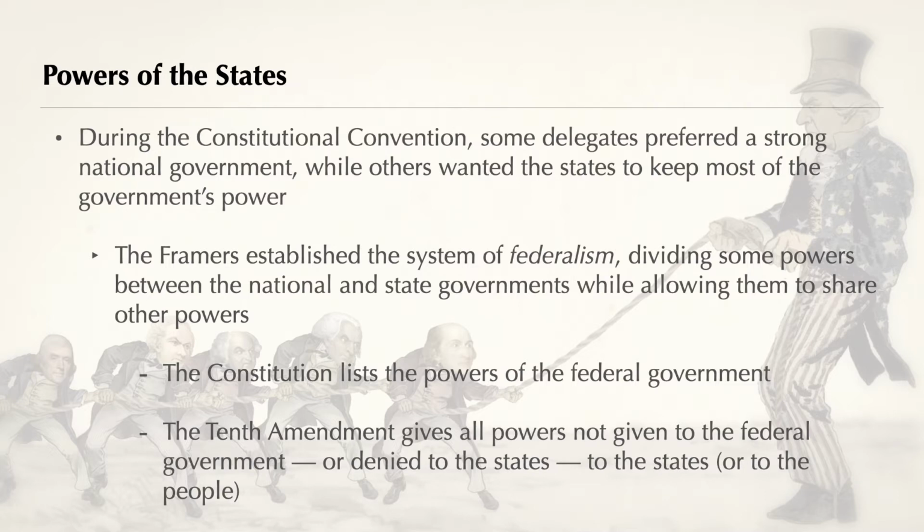The Constitution does not specifically list the powers of the states. Instead, the 10th Amendment gives to the states or to the people all powers not given to the national government or denied to the states. Powers that the states alone hold include the power to set up local governments, conduct elections, set up public school systems, and oversee businesses. The states also make laws protecting the health and safety of their residents, such as traffic laws.